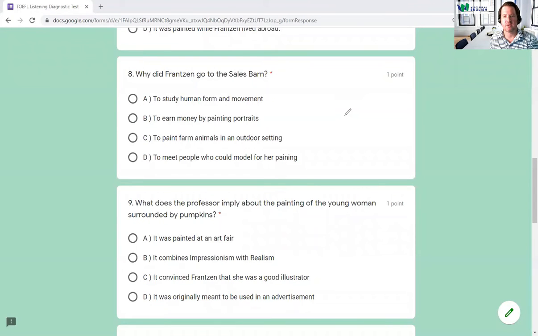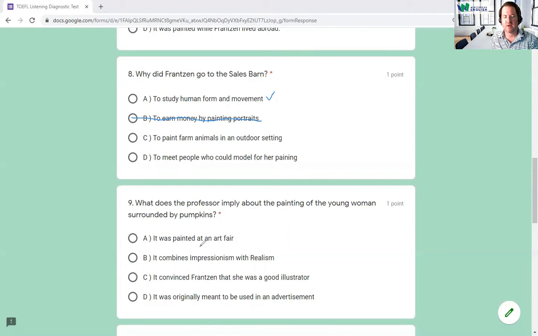All right, for number 8, why did Franson go to the sales barn? To study human form and movement. Okay, they do mention that she wanted to see how they interact, how they move, how they stand, their posture. To earn money by painting portraits. They did say that she earned money by painting portraits, but not till the end, and it was not about the sales barn. So B is going to be incorrect here.